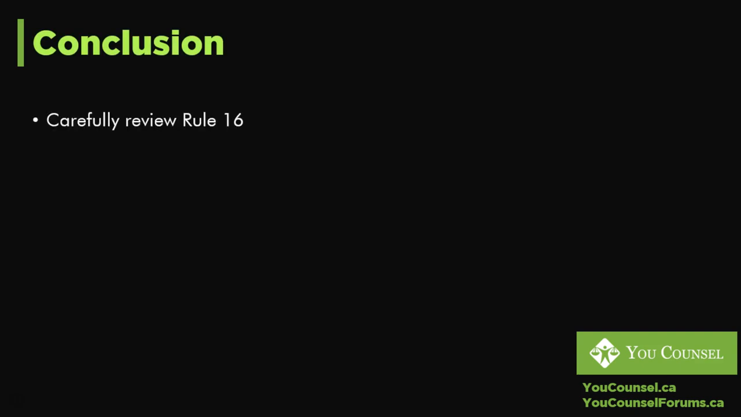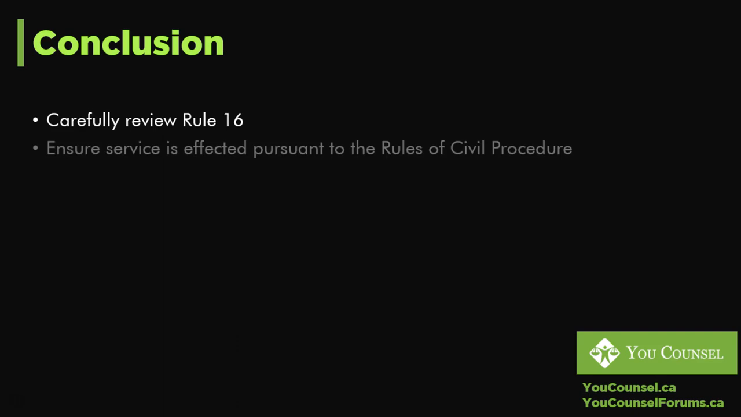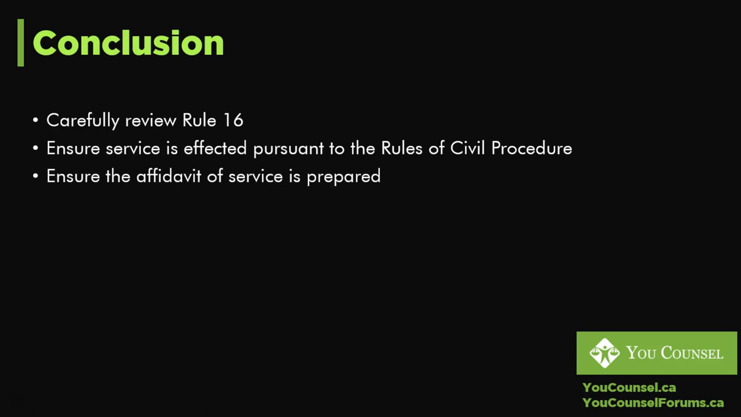So in conclusion, you need to carefully review Rule 16. I've shown you some parts of it, but depending upon your circumstances, you want to make sure that you review it, you understand it, and then you ensure that the service is effected pursuant to the Rules of Civil Procedure, and that you have the proper affidavit of service prepared and ready. If you need to bring a motion for default judgment, the court is going to ask you how you effected service, and whether you have an affidavit of service if it was someone else who effected service.